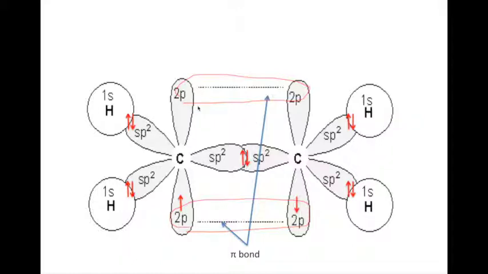When they overlap in a parallel manner, they form a pi bond, unlike the sigma bonds, which are head-on. So these p orbitals fuse together, and I want to stress again, this is one bond because we have 1 shared pair of electrons, and this is the overlap of 2 atomic orbitals. So this is 1 pi bond. So our double bond is made up of 1 sigma bond and 1 pi bond.